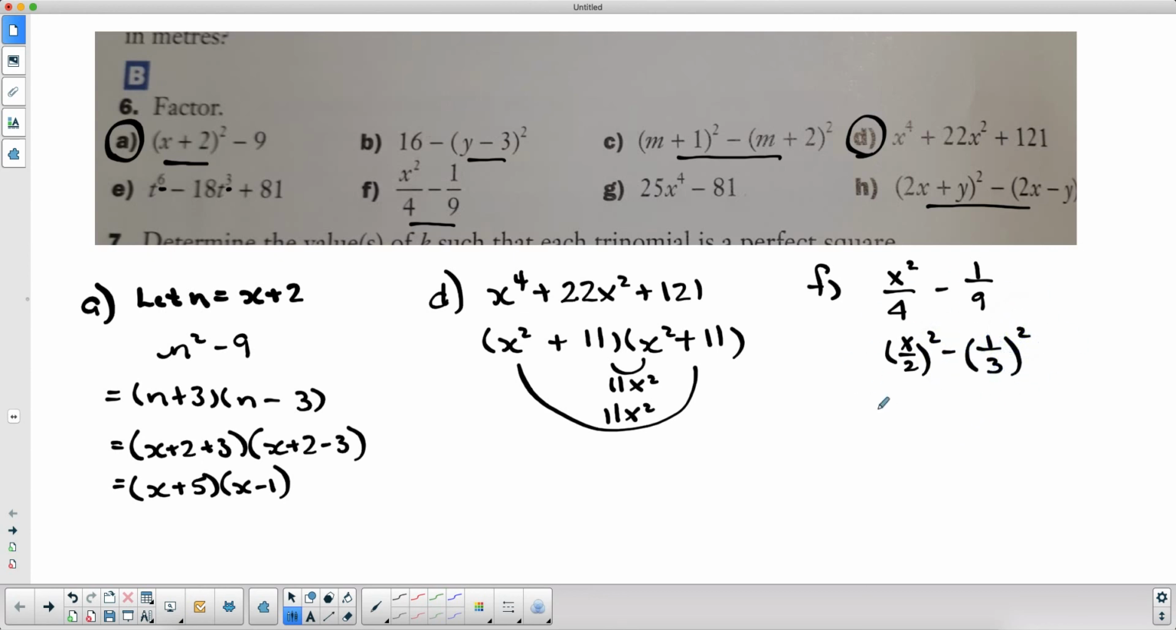So since it's a difference of squares, we know that I just take the square root of the first term, which is going to be x over 2, and that goes at the front, and I take the square root of this term, which is going to be 1 over 3, and I put that at the back, and then we need a plus in one bracket and a minus in the other bracket, and we're going to fill in all our equal signs here so that we have proper math form. So I'll let you guys give the other ones a try. They're all going to be somewhat similar, and see how you do.